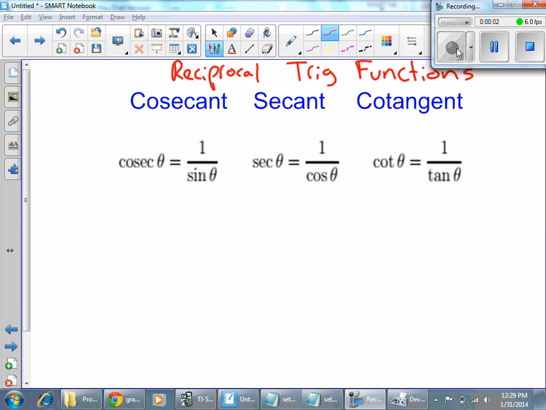Hello everyone. Today we're going to be learning about reciprocal trig functions, specifically cosecant, secant, and cotangent. It's really easy to tell which one of these functions is which, because all that you have to do is look at the third letter.